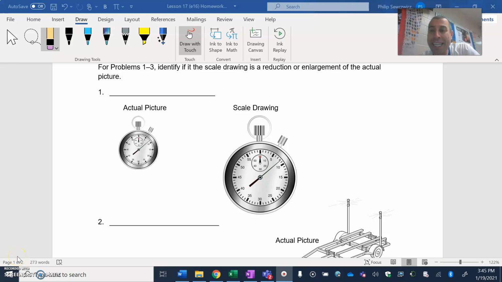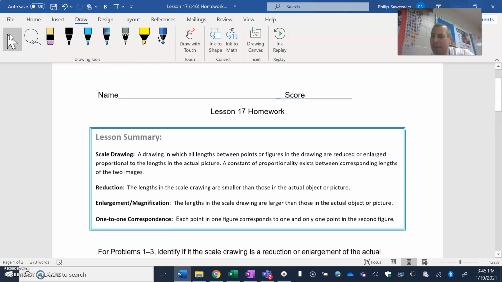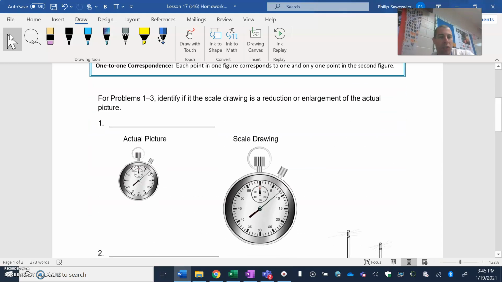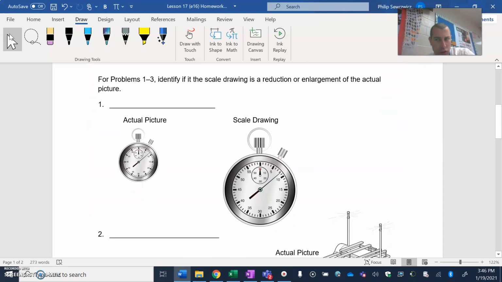Hey everyone, we are in your classwork here. It looks a little bit different at the top than what yours does. It is your lesson 17 classwork packet though, all right? Once we get here, it should look the same. You should have those same pictures that we're dealing with here.